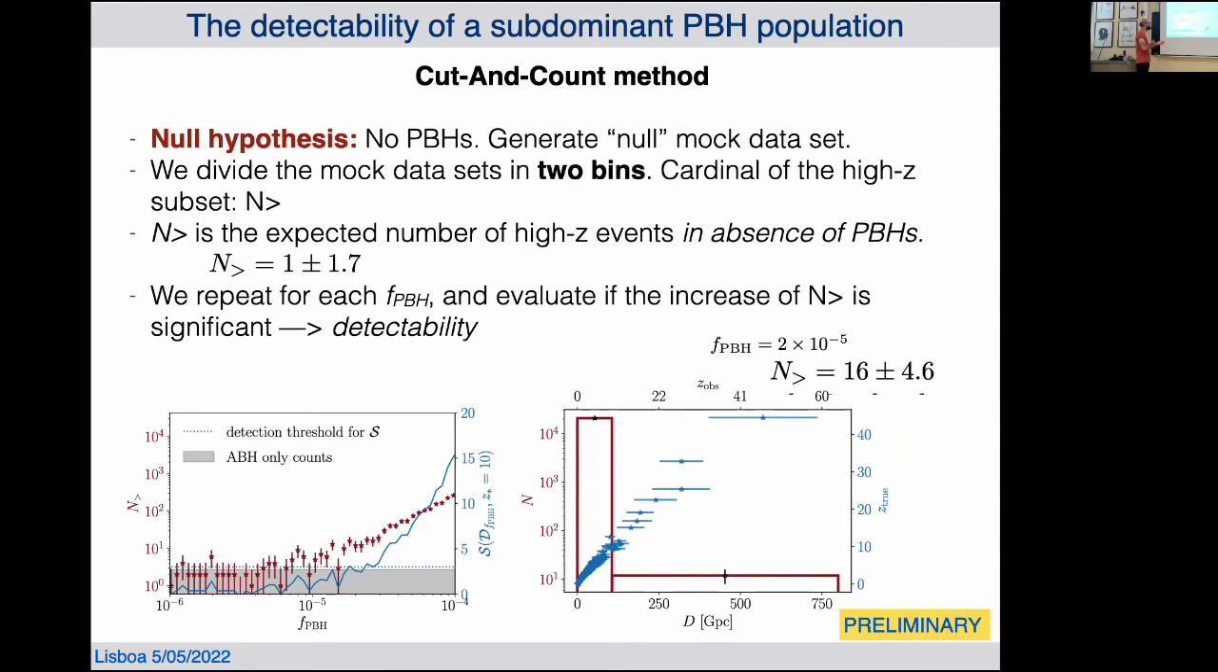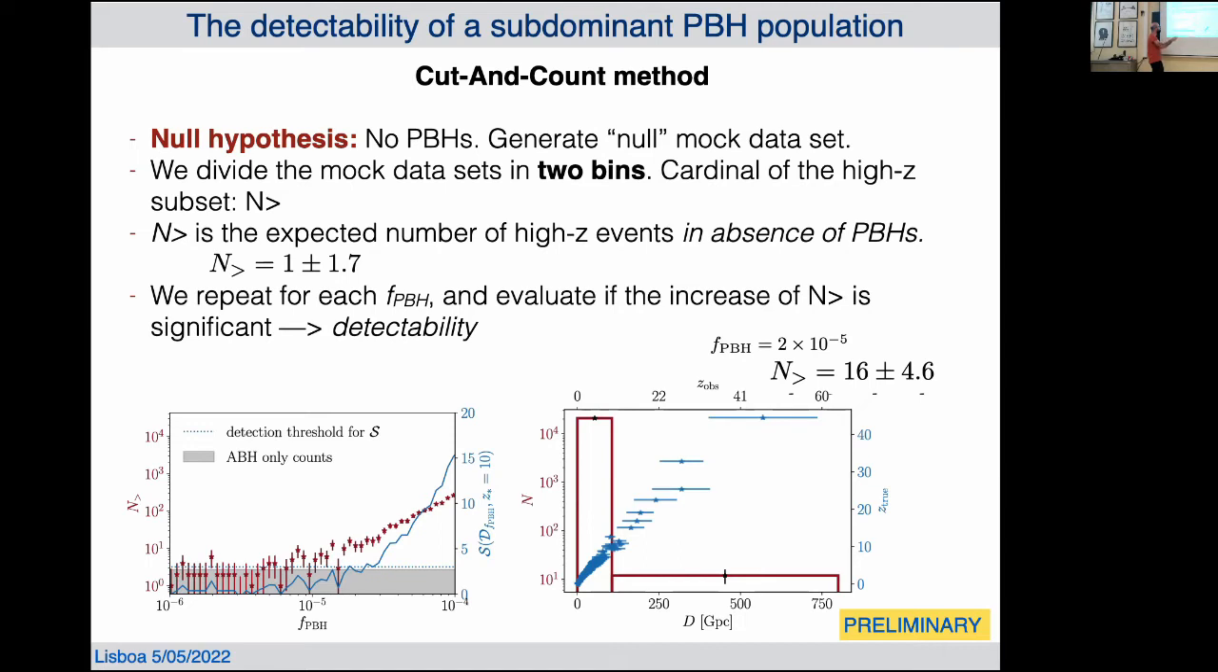So you can divide the mock data into bins, the low redshift bin and the high redshift bin, and you can compute at which fraction of their map in the form of PBHs you can start to see a significant excess with respect to the background in the high redshift bin. And this plot is quite nice. You see that already, at a fraction of PBH of 2 times 10 to the minus 5, which is extremely low, way lower than the current constraint, you could already detect primordial black holes with quite large significance, above 3 sigma. This is the 3 sigma level.